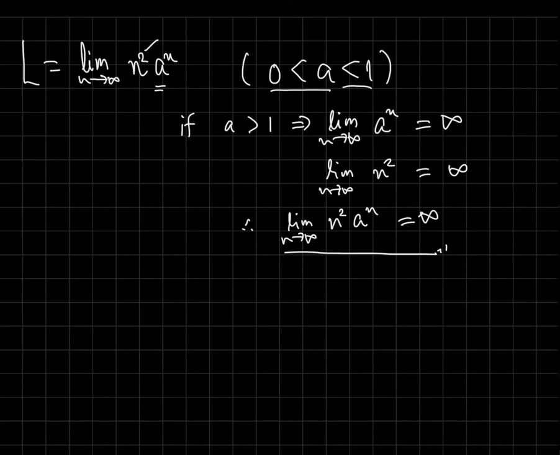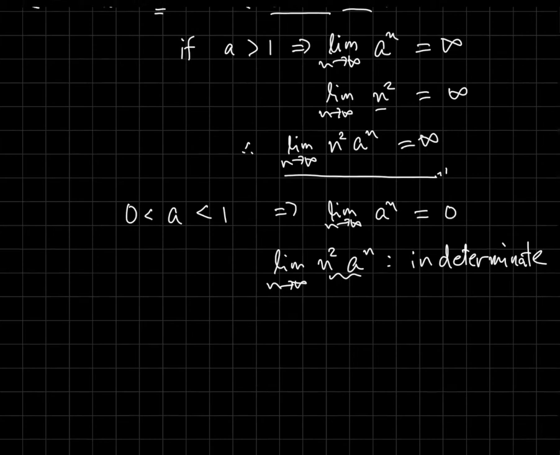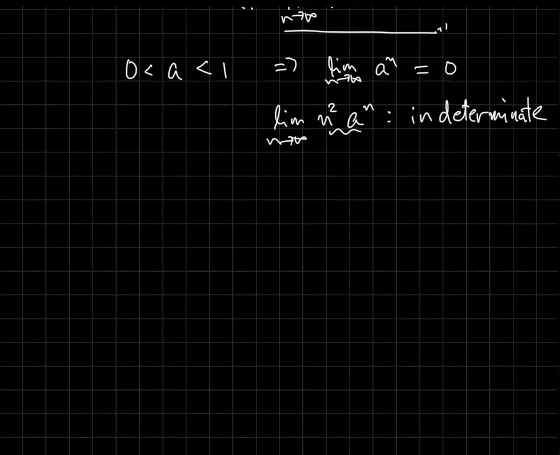And so, because a is less than 1 and greater than 0, then the limit as n approaches infinity of a to the n is equal to 0. And because the limit of n squared remains infinity, we are left with an indeterminate limit. Indeterminate means that we cannot determine the limit. We need to do something else to actually find the limit. And here what we will do is similar to what we've done in the previous videos.